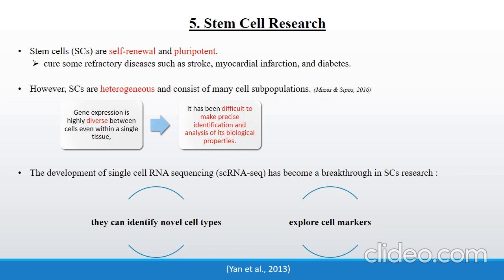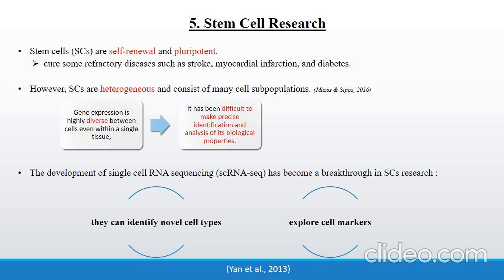However, according to studies, stem cells are heterogeneous and consist of many cell subpopulations. In addition, gene expression in stem cells is highly diverse between cells, even within a single tissue, and as a result, it has been difficult to make precise identification and analysis of their biological properties.